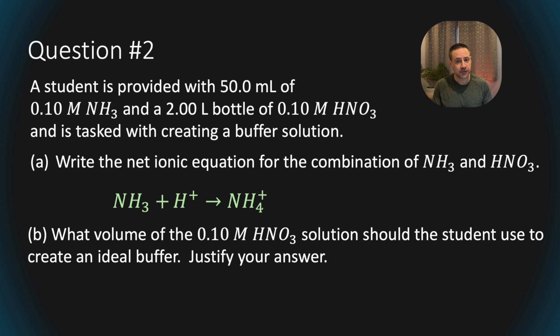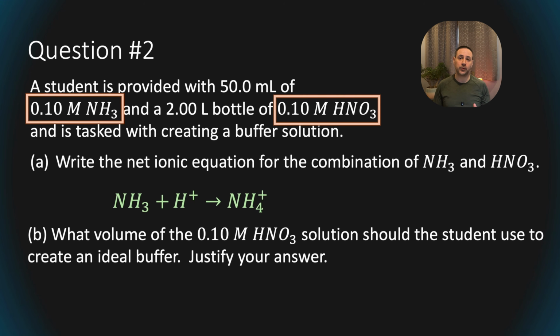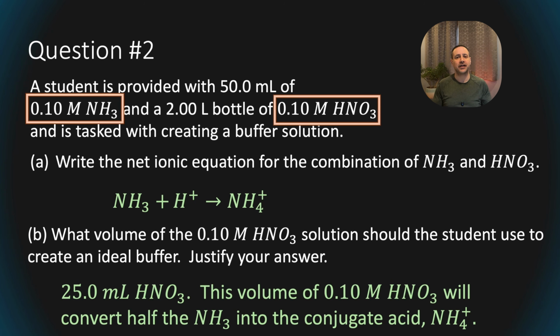For the second part, we're looking to create that ideal buffer again. When you want to create a buffer, start by looking at the concentrations. What do we have? Both of these are 0.1 molar. Okay, same concentration. Now keep in mind, just like the previous problem, we have a certain amount of NH3. We want to add half as much strong acid to that. If my concentrations are the same, I'm getting the same amount per milliliter, so that means I'm going to need to add half the volume. The volume in this problem is 50 milliliters, so half of that would be 25 milliliters of HNO3.